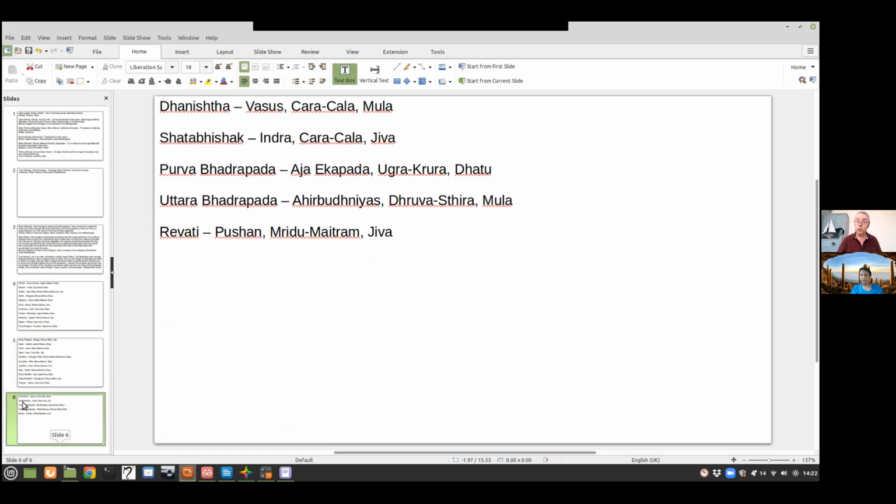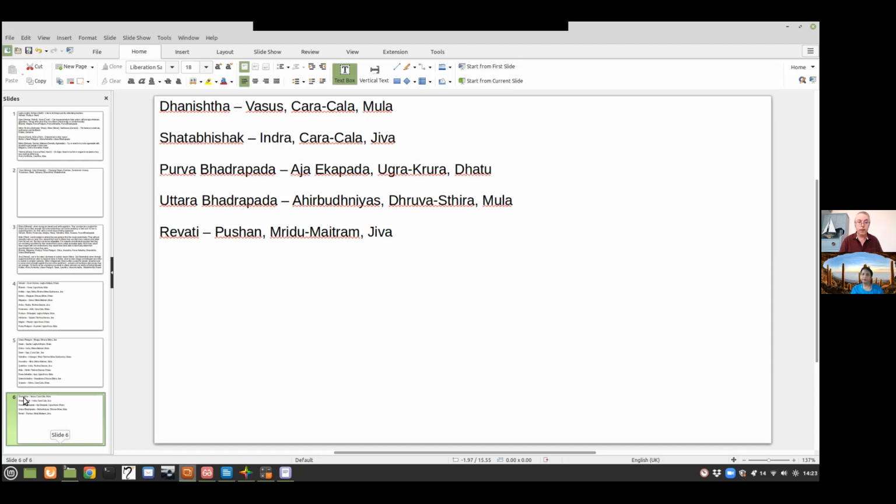Shatabisha is connected, of course, to Indra, as we were saying earlier. It's a moving and unsteady nakshatra, and it's an animal nakshatra. Purva Bhadrapada nakshatra is connected to Aja Ekapada, which is a one-footed goat form of Shiva, and it's Ugra and Krura and of the mineral kingdom. Uttara Bhadrapada Nakshatra is connected to Ahira Budnyas, and it's a fixed and firm nakshatra and belongs to the plant kingdom. And Revati is connected to Pushan, and it's a Mridu and Maitrim nakshatra, and it's also of the animal kingdom.